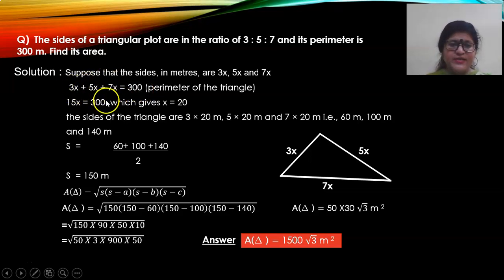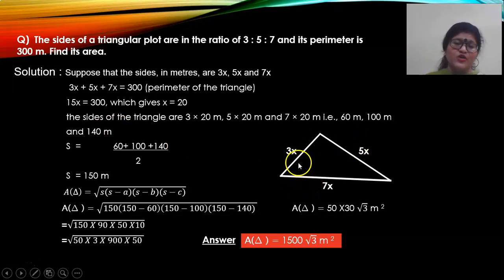When you add the three sides, you get 15x. 15x is equal to 300. So with that, you get the value of x as 20. So if x is 20, this side becomes 3 into 20, 5 into 20, and 7 into 20. So the sides, mentioned out here, are 60, 100, and 140 meter. So calculate the three sides of the triangle.